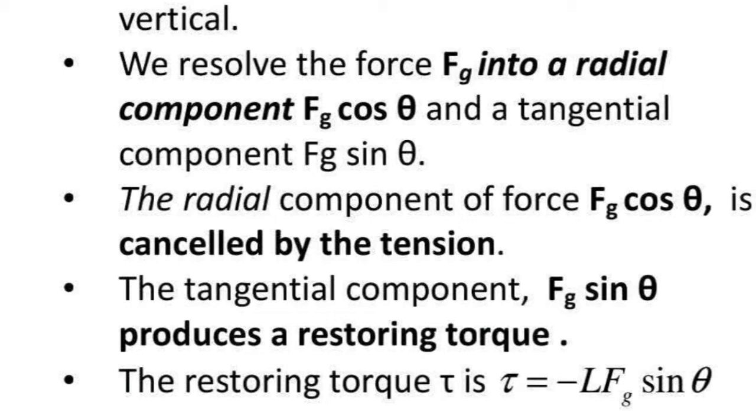You know, the bob is moving along an arc actually. It's not a straight line motion. The path followed by the bob is along a circular path. So here comes that torque. This tangential component, that means the component of force which is perpendicular to the direction of tension or perpendicular to the string, produces a torque. That torque tries to bring back the bob to the original position.